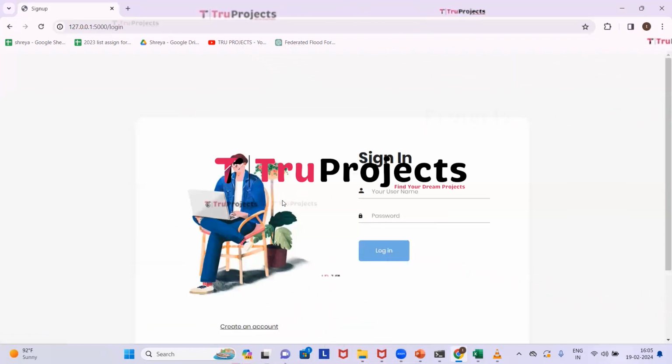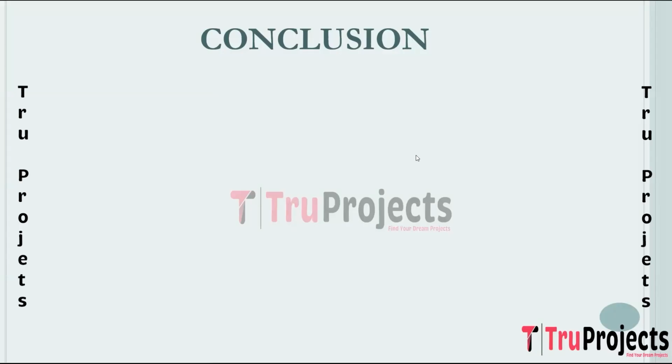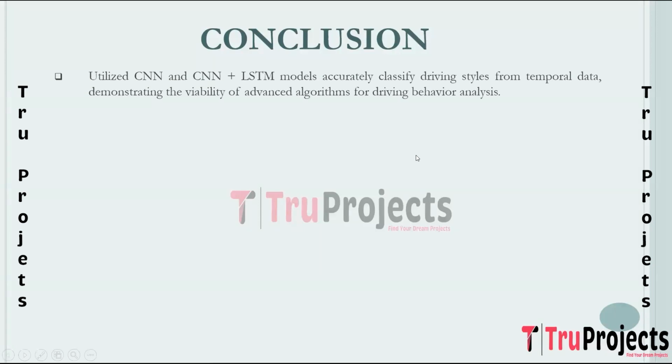In this way, we enter the driving parameters. Conclusion of the project: the project successfully developed and implemented deep learning models including convolutional neural network and CNN with long short-term memory to accurately classify driving styles based on temporal data streams. This achievement demonstrates the feasibility of utilizing advanced algorithms for driving behavior analysis.